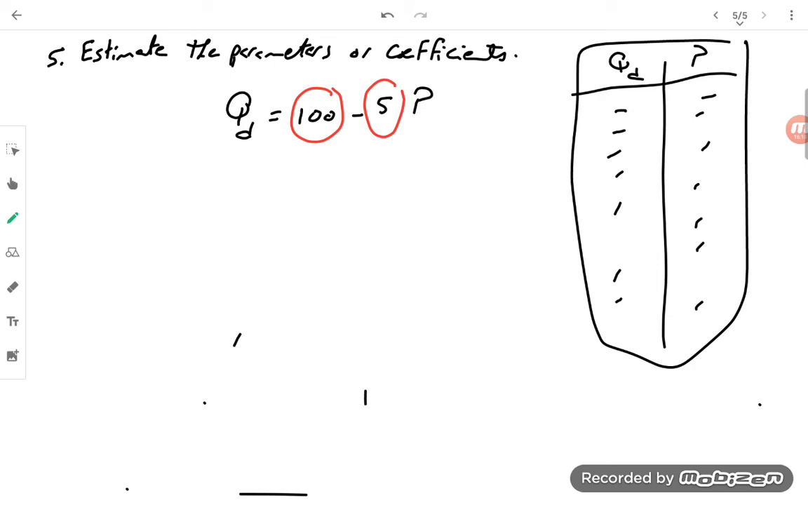Step number 6 is to test the significance of the estimated parameters.